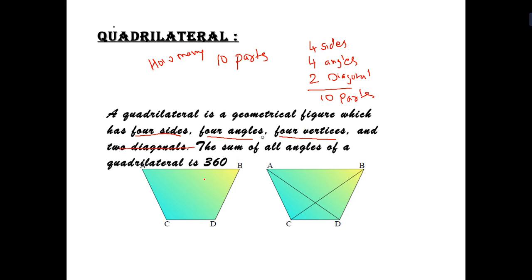The sum of all angles of a quadrilateral is 360. So angle A plus angle B plus angle C plus angle D is equal to 360. Why is it so? Because it generates 2 triangles. We know that the sum of angles of a triangle is 180, and again the sum of a triangle is 180. That is why it is 360.